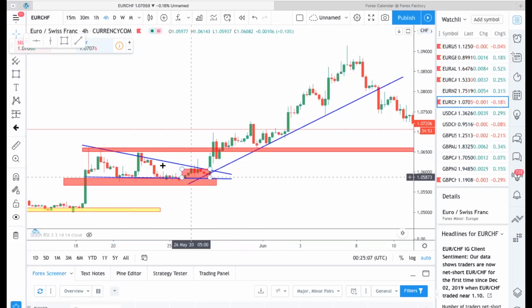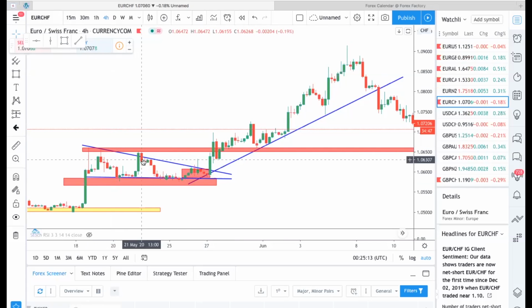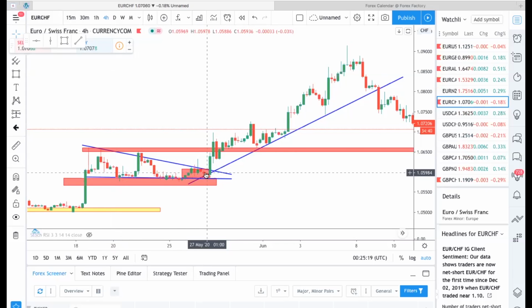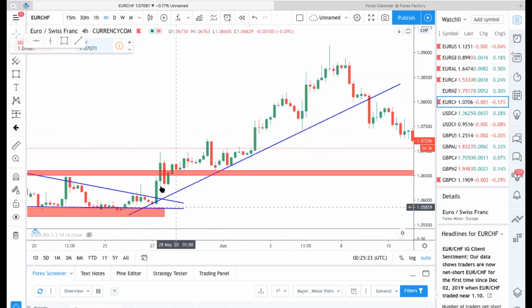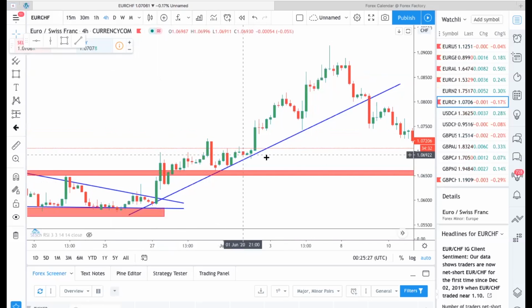So as I was saying before, buyers and sellers are in indecision here. They don't know where the market is going. So price gets crammed into a little triangle until it can't stay in that triangle anymore. It has to break out. And as you can see, this one broke to the upside. This big green candle, and it continued.